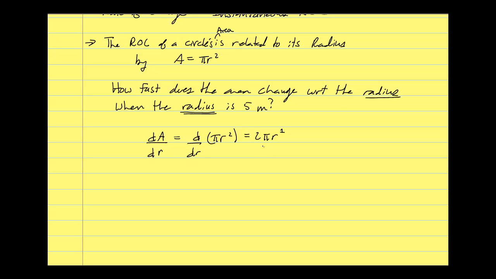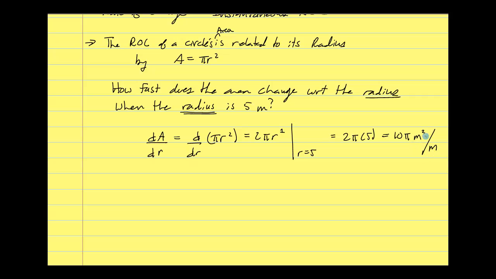So now what we want to do is evaluate this at radius equals 5 meters. A lot of times you'll see the notation evaluate at r equals 5 meters. So what we get here then is 2 pi times 5, or 10 pi. Now we're not quite done here, we need units. So what we have here then is the area, which is in meters squared, with respect to the change in radius, which is in meters.